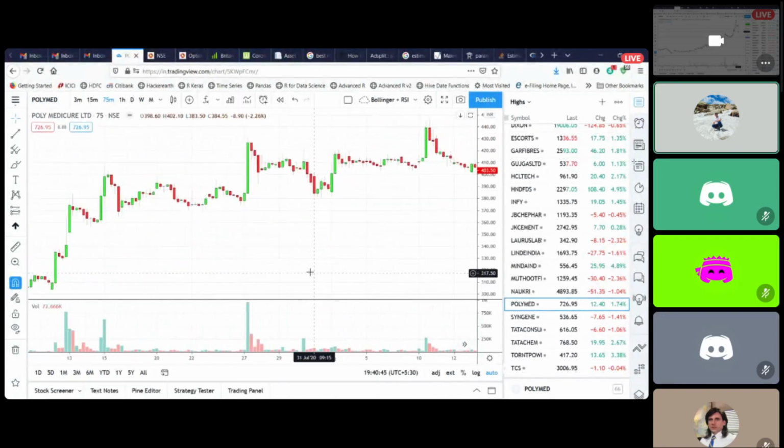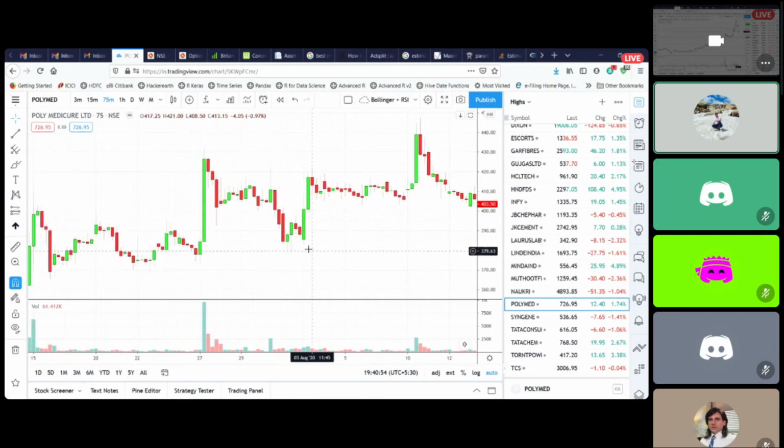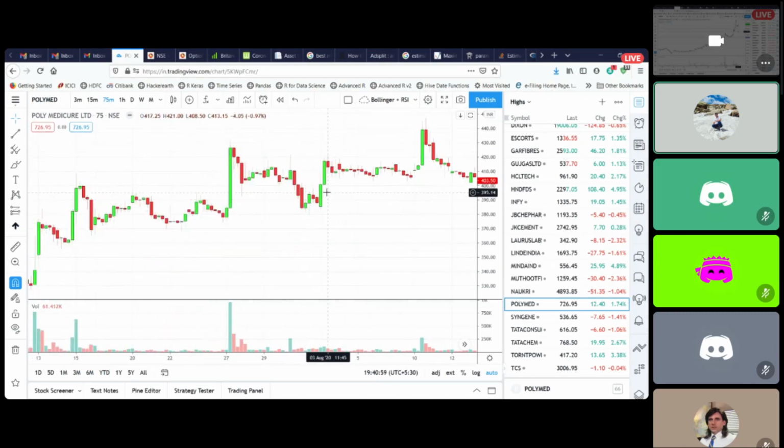Okay, so this is where we start looking out for. See, this was the high at 432. Now it fell down to 380. And then it went up. This big green candle came at 400. I got my entry at 400.